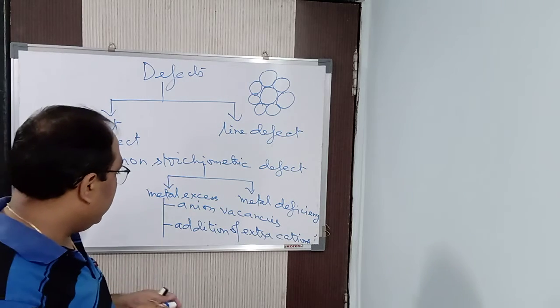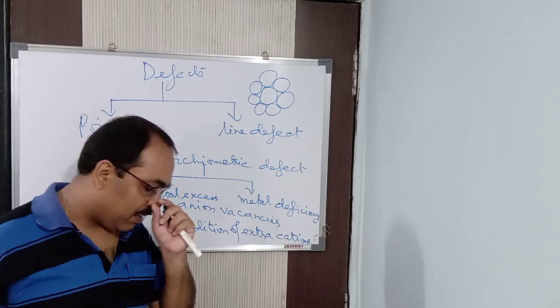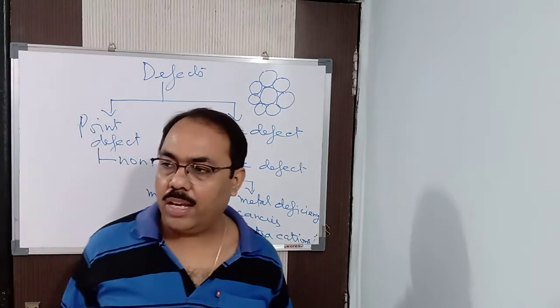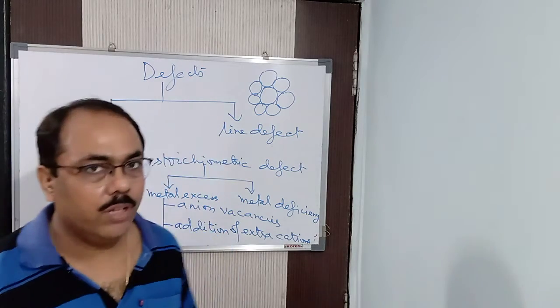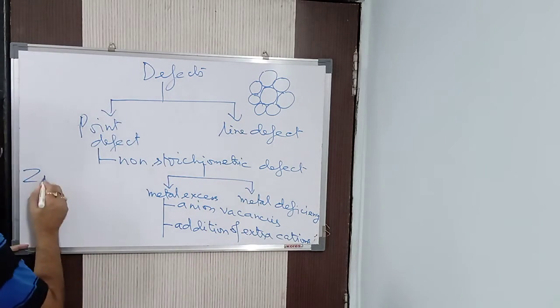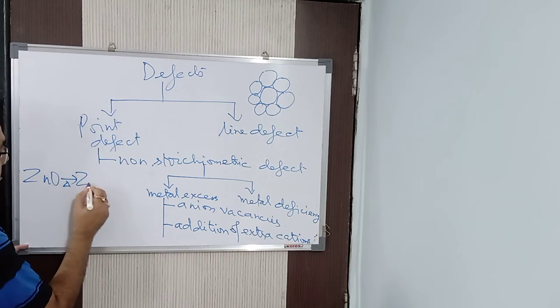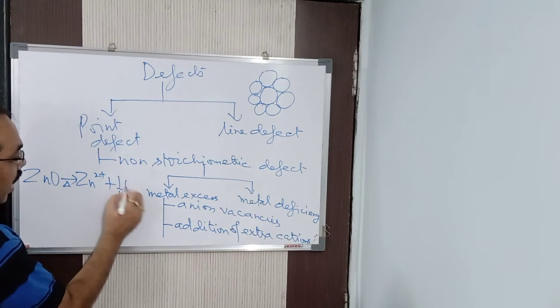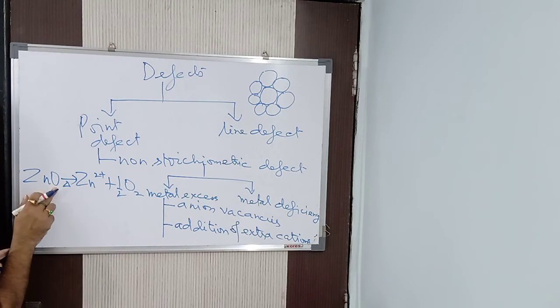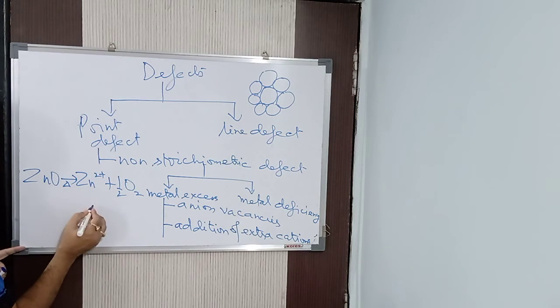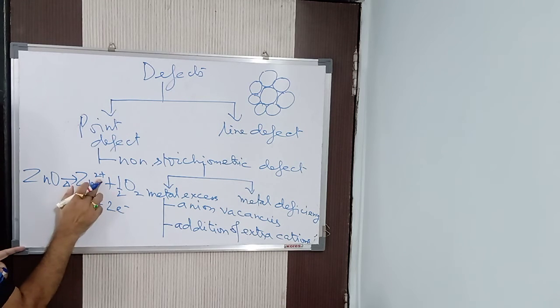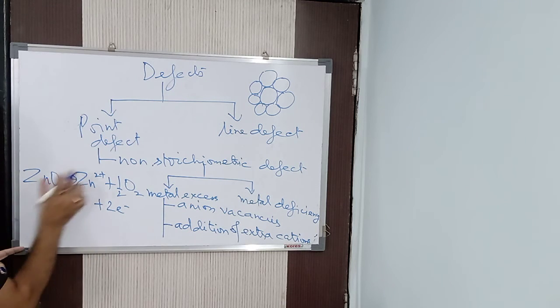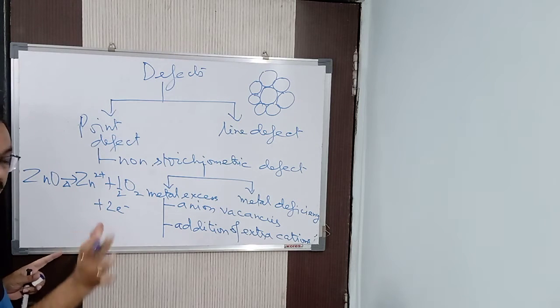Next, under metal excess, another one is there: addition of extra cations. Now, you know that zinc oxide is yellow when hot and white when cold. You have studied this in lower classes. Why? Because when zinc oxide is heated, it gives Zn2+ ions plus half a molecule of oxygen, because O is a single atom, so we write half a molecule. Now to maintain electrical neutrality, 2 electrons also will be gained. So 2e-, plus 2, minus 2, neutral, because ultimately the product is neutral and the equation has to be balanced.